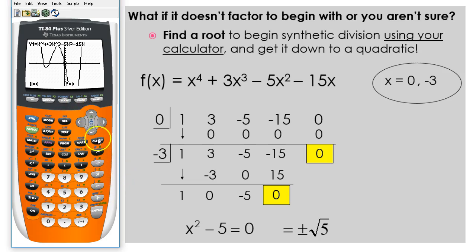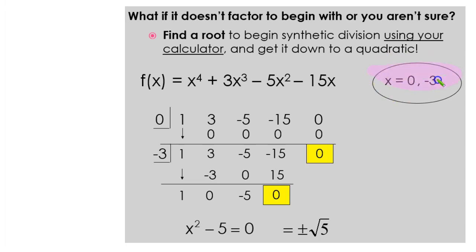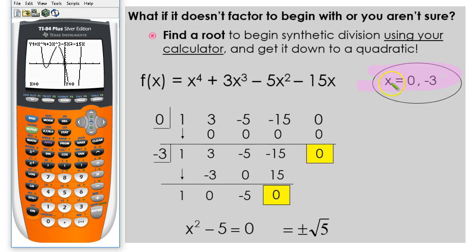So that's exactly what we're going to do. We're going to come over after we found that x is equal to 0 and -3. We know that those are 2 of the roots. We're going to kind of come back to those in a minute. You might want to highlight them on your paper. But we are going to use both of them synthetically.